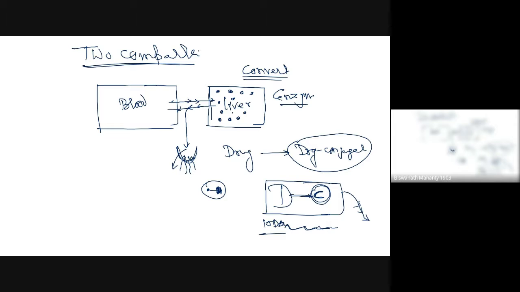So urinary excretion can be controlled by those enzymes. I'm having bloodstream coming into the liver, which is being converted. Not only conjugation, sometimes they will break up also. For example, dehydrogenase enzymes are there. They can also break up the large molecules.